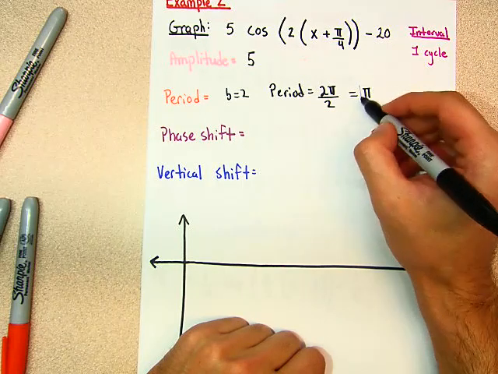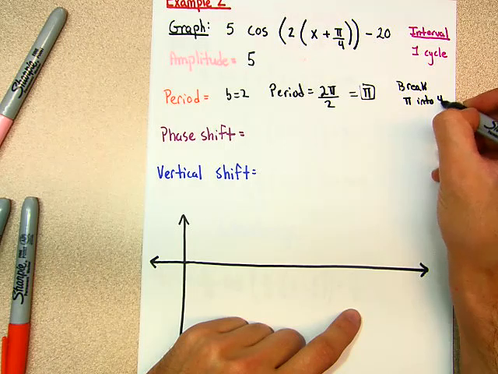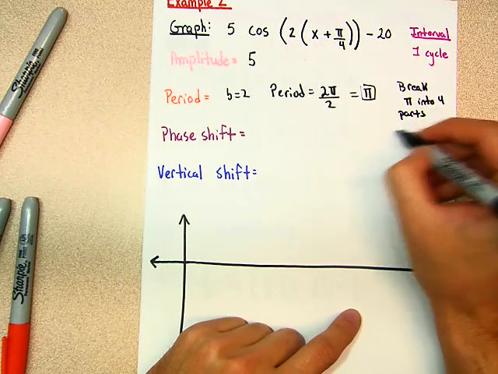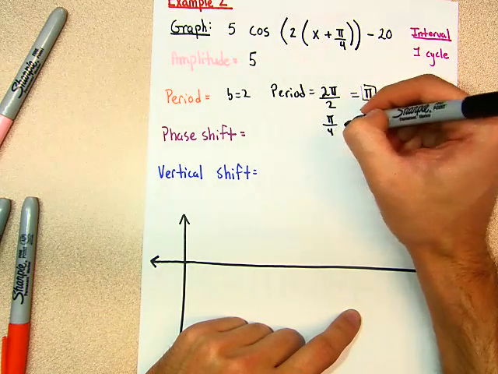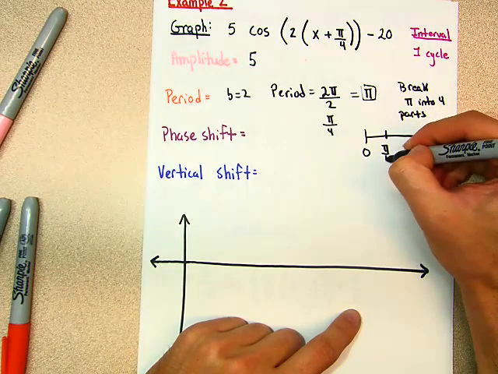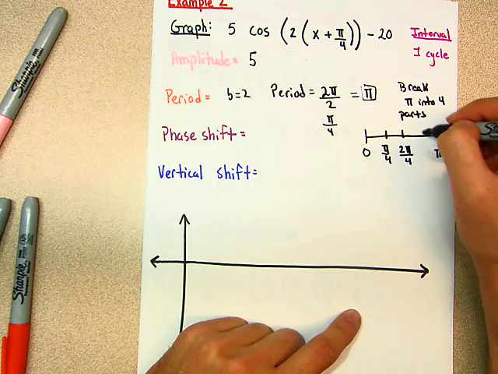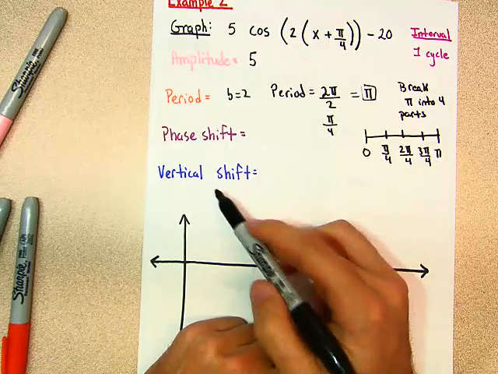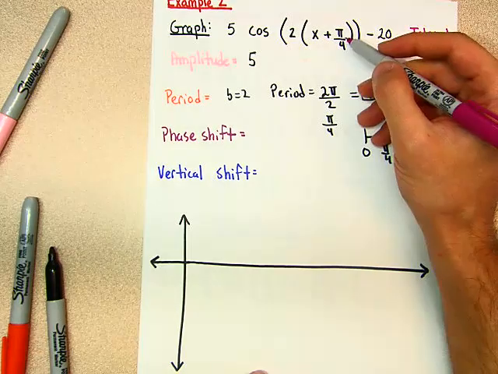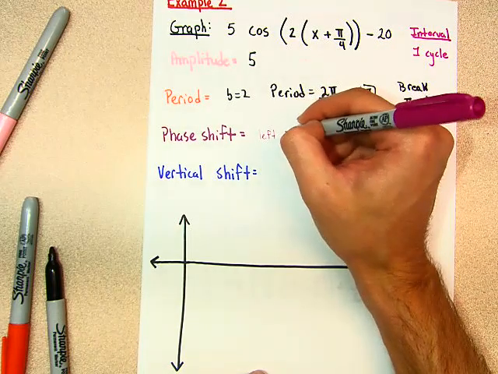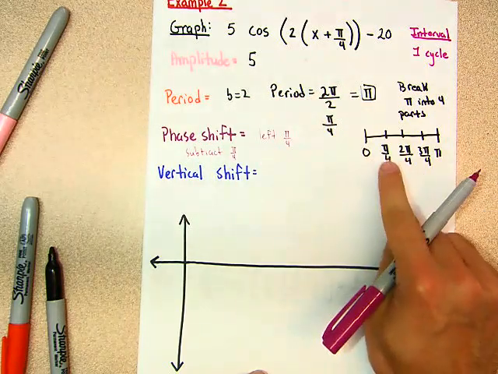What do we do with pi? We break pi into 4 parts. So if we break pi into 4 parts, it's just pi over 4. So this is pi over 4. Remember, the cycle ends at pi. This is 2 pi over 4, and this is 3 pi over 4, okay? But what's our phase shift? What is it telling us? That we need to do a left pi over 4, which means subtract pi over 4 from each one of these intervals.